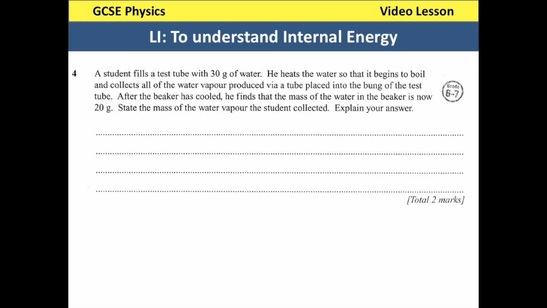Explain your answer. So, if he's got 20 grams left and he started with 30 grams, because mass has to be conserved, that must mean that he's collected 10 grams of water vapour. Okay, then the explanation is that when a substance changes state, its mass doesn't change, or you could word that as mass is conserved.